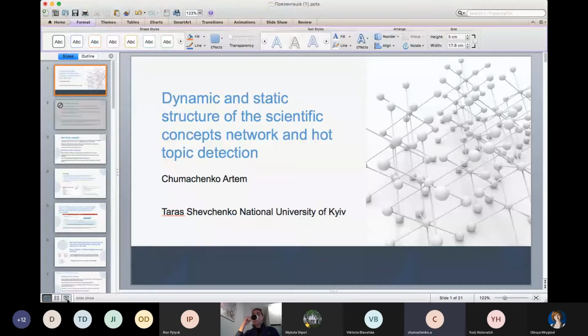So our title here is a dynamic and static structure of scientific concepts network and hot topic detection. The aim of our research was initially to measure the degree of generality of scientific concepts provided by the ScienceWise system. It stands for Web-Based Interactive Semantic Environment.